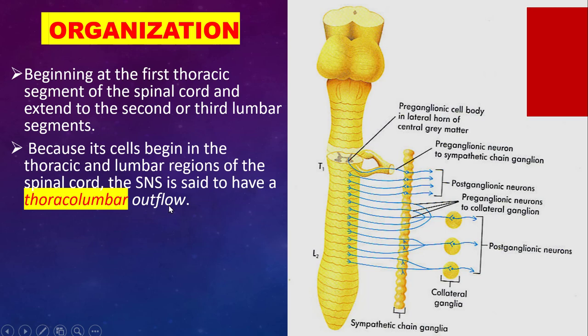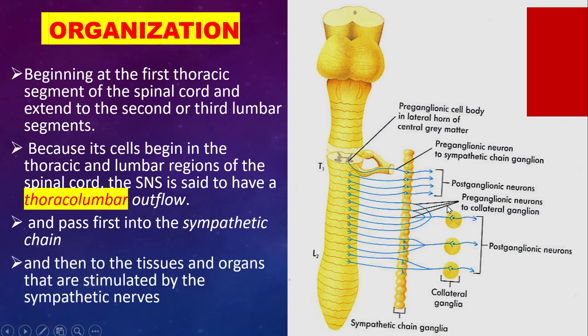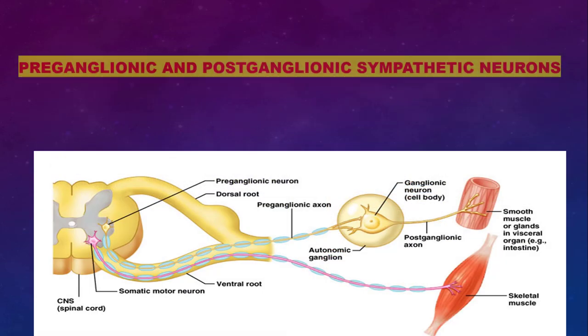And first into the sympathetic chain. When they originate from the spinal cord, they end in these neurons, first in the sympathetic chain, and then to the tissues and organs that are stimulated by the sympathetic nerves. From here, the postganglionic neurons then pass to the organs. Preganglionic and postganglionic sympathetic neurons.